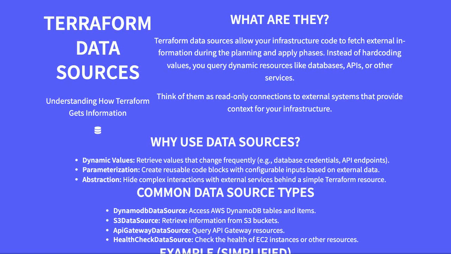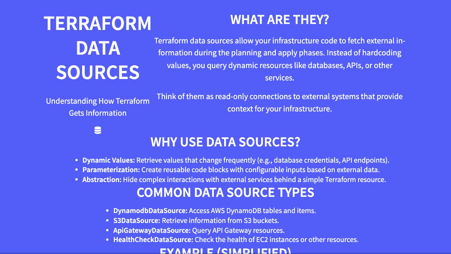Let's talk about Terraform data sources. They are essentially a way to get information from outside of your infrastructure code, things like database credentials, API endpoints, or even the current state of a service. Instead of hard-coding values that might become outdated, you use a data source to dynamically fetch those values during planning and apply phases. It's really useful when you need values that change frequently or want to create reusable code blocks that can adapt based on external information.